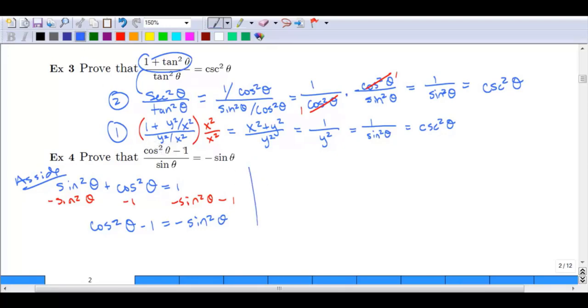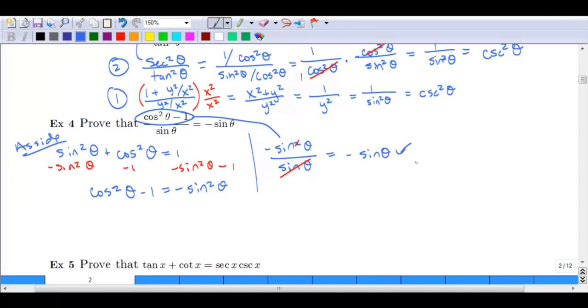Cosine squared theta minus 1 is negative sine squared theta, and this is over sine of theta. Now, just like any time you would have x squared over x, we can simplify this as well. This will get rid of one of the sines in the numerator, and we'll be left with negative sine of theta, which is what we wanted.